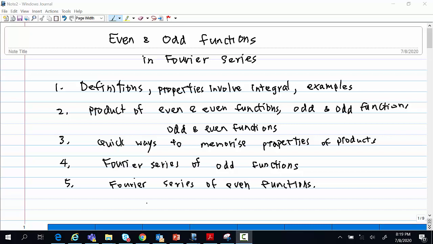Then, I'll talk about quick ways to memorize these properties of products. Lastly, I will talk about the Fourier series of an odd function, where Bn is equal to 0, and then the Fourier series of an even function, where a0 and an are 0.